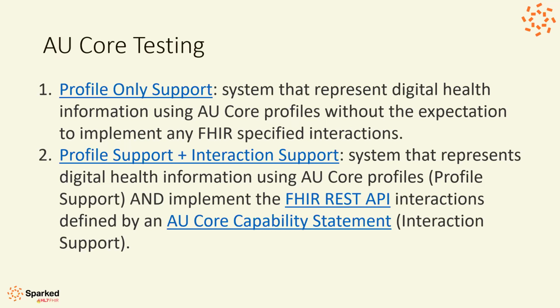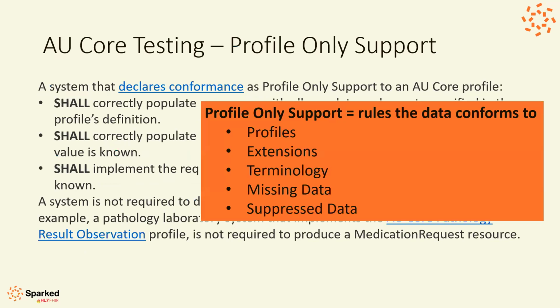And so we've got there the profile only rules the data conforms to, and there we're tracking the different requirements defined in the profiles, which include extensions, which include terminology, and we're also tracking the requirements for AU Core on missing data and suppressed data, because both of those are part of the requirements for profile-only support. It's about a system that is capable of correctly populating a particular profile that's flagged with the mandatory and the must support elements, including the capacity for supporting the missing data and suppressed data requirements.